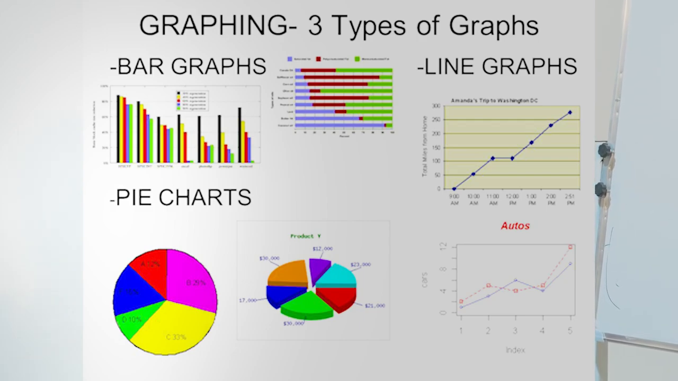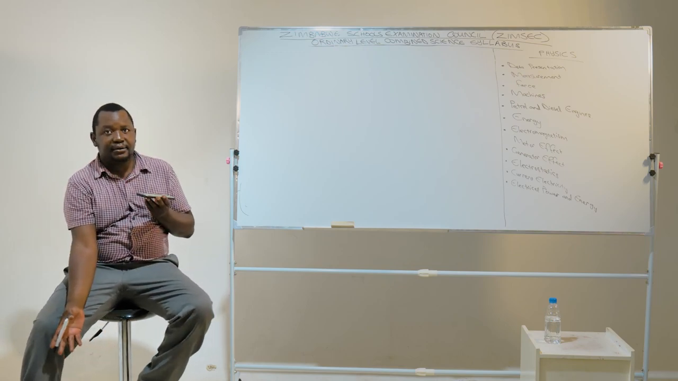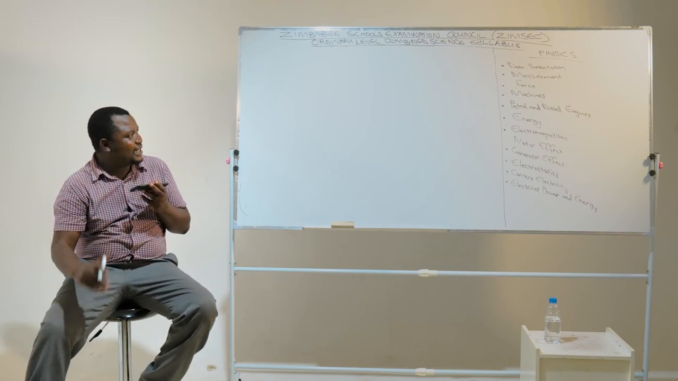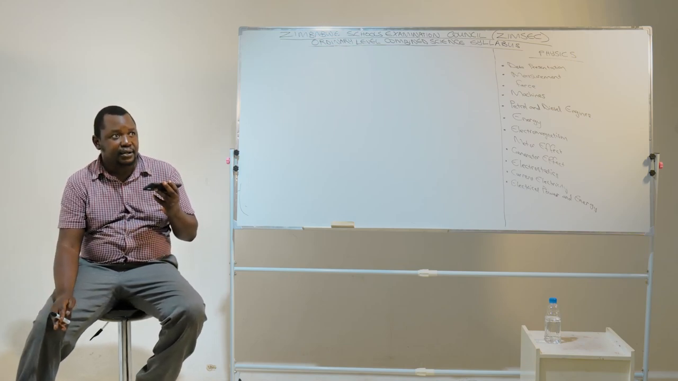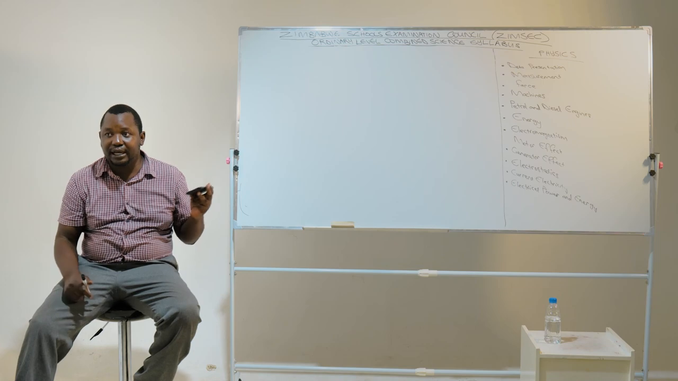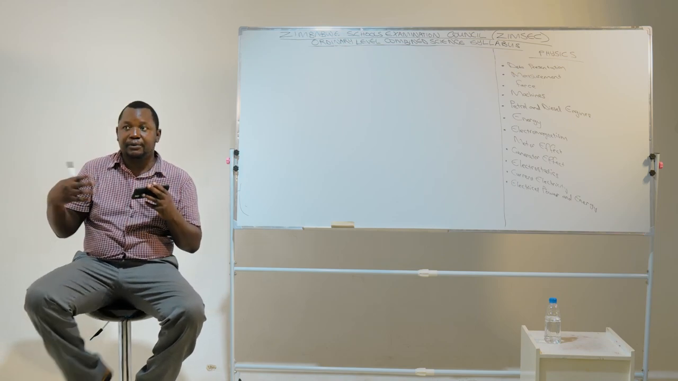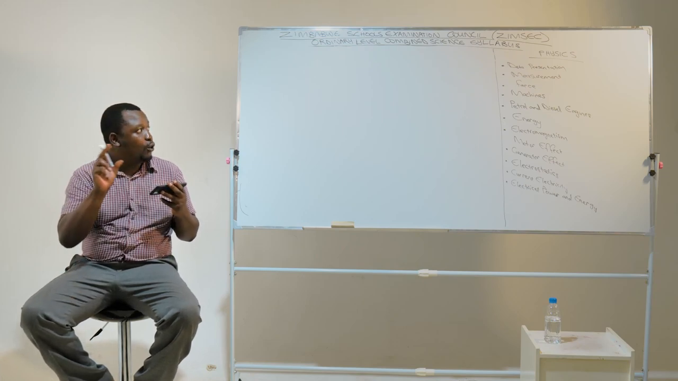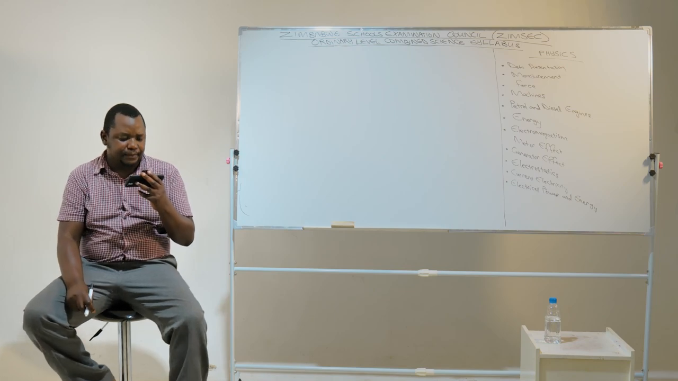Then the next objective is to interpret and analyze the data from pie charts and line graphs. Normally in every question paper, one question has something to do with a line graph or a pie chart. We are going to look into more detail at that topic.